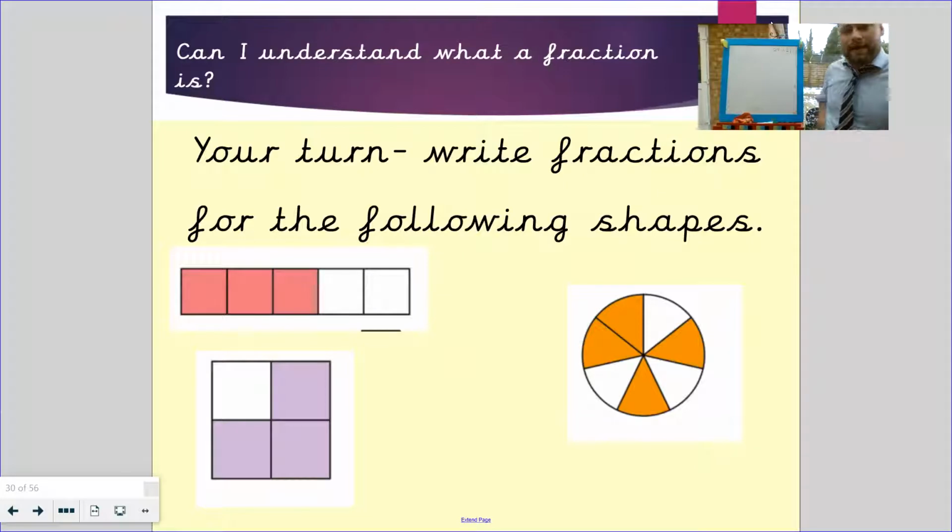Okay, welcome back. We're going to look at our first shape here, the rectangle. So I'm going to quickly draw it out and copy it. 1, 2, 3, 4, 5. 3 of them are shaded in. Now I need to write a fraction for that shape. How many parts have we divided it into? 1, 2, 3, 4, 5. So that's our denominator. And how many are shaded in? 3. So that one is 3 out of 5. Well done.